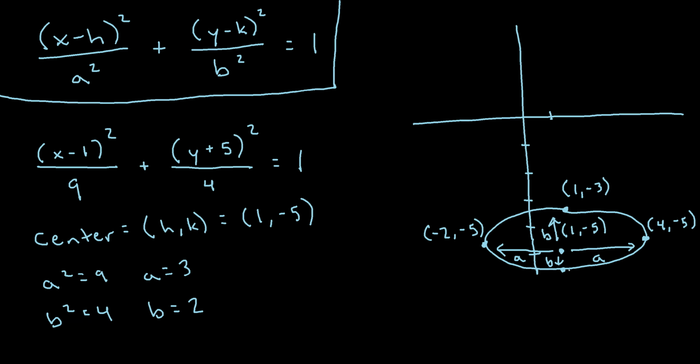And then if we subtract b, so we subtract 2 from the y-coordinate of the center, we get negative 5 minus 2, which is negative 7. So this point is 1, comma, negative 7.